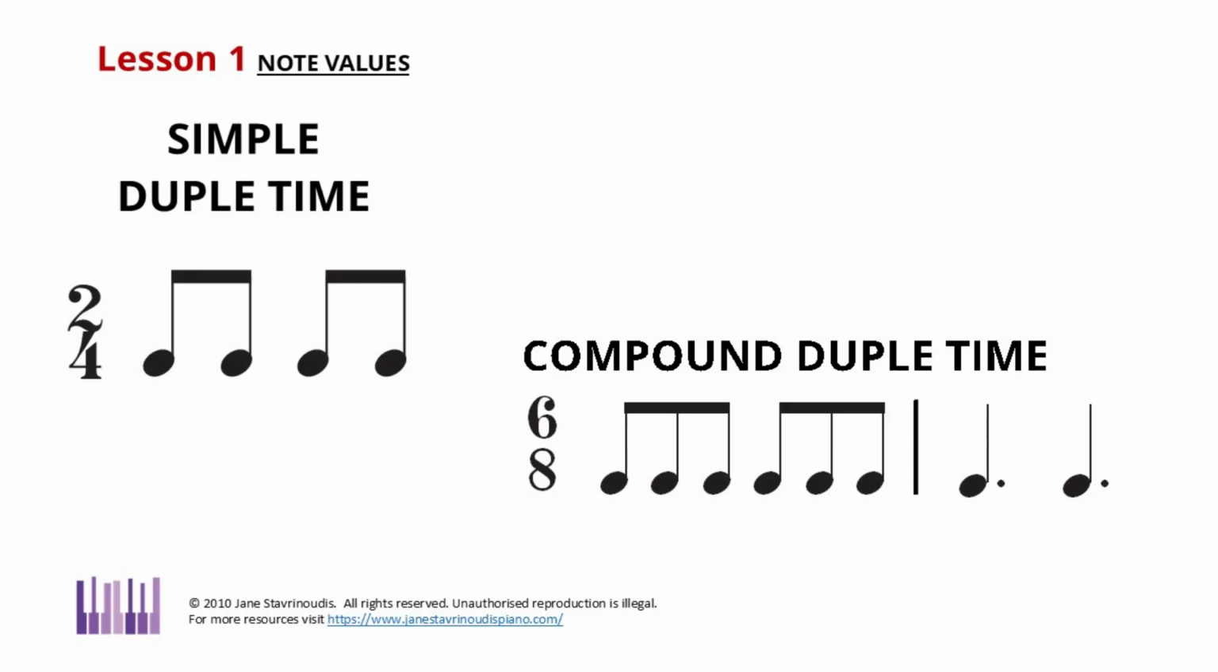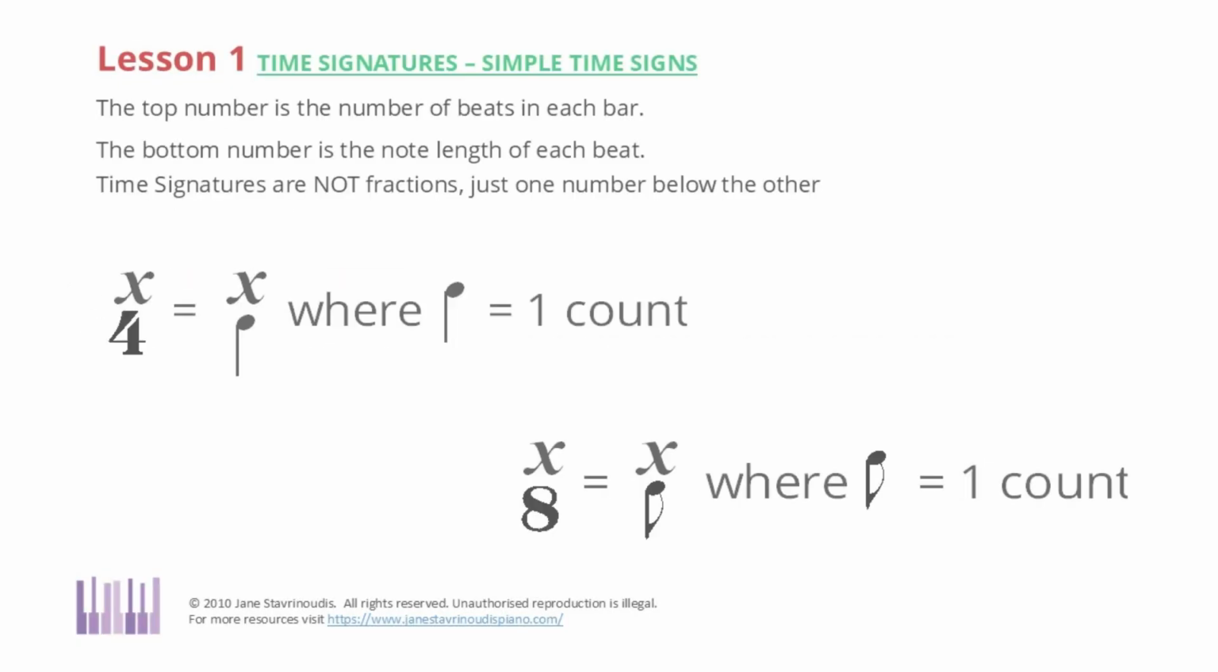If there is a 4 on the bottom, then each beat will be a quarter note or crotchet. If there is an 8 on the bottom, then each beat will be an eighth note or quaver. We will start with simple time signatures. These mean that each beat can be divided in 2 and what note will represent it. The most common time signatures that most musicians are used to looking at are 2/4, 3/4, or 4/4 time.